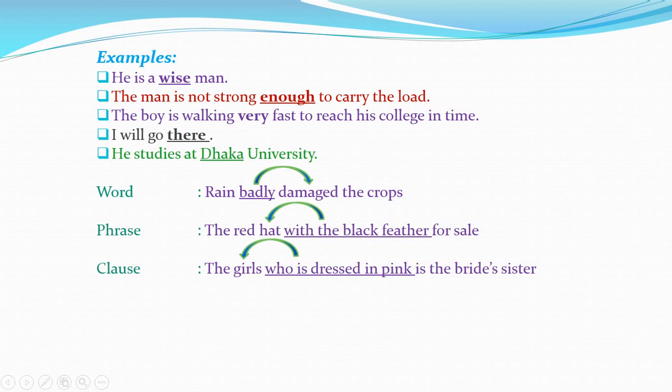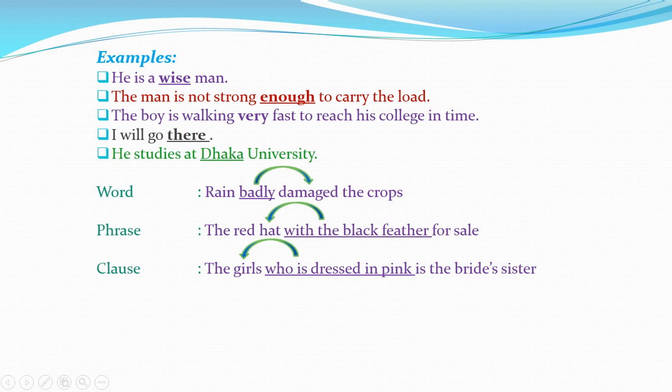A modifier can be a word, phrase, or clause. We can see this in these three sentences. Rain badly damaged the crops. Here, badly is a single word that has modified the word damaged. It gives extra, clear information about the verb damaged. Rain badly damaged the crops.